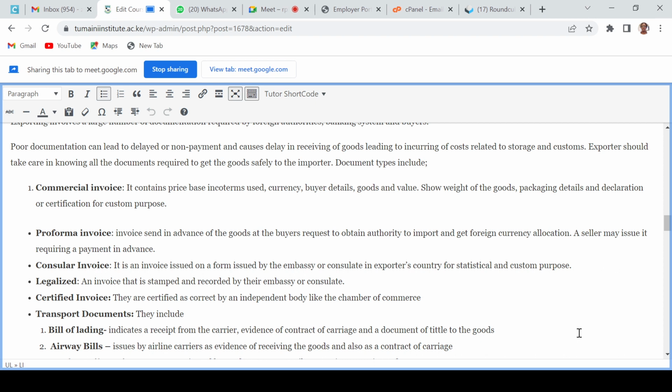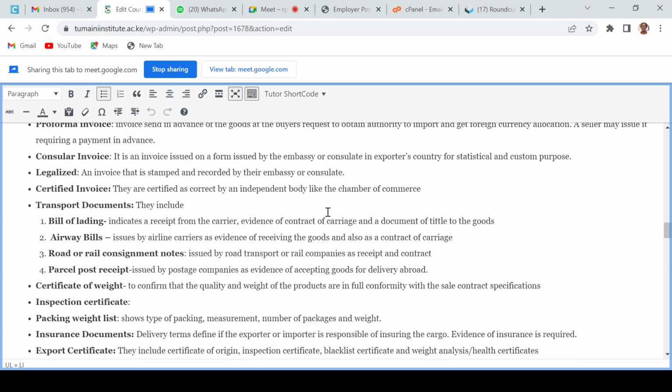So the consular invoice, remember, is an invoice that is issued on a form issued by the embassy. So you go there, there is a book, of course it has many pages, many copies. So you fill it in, and that is what is called a consular invoice. So when you're exporting, you may be required to combine your commercial invoice and your consular invoice together with the consignment, to show that you have gone through the importer's embassy.